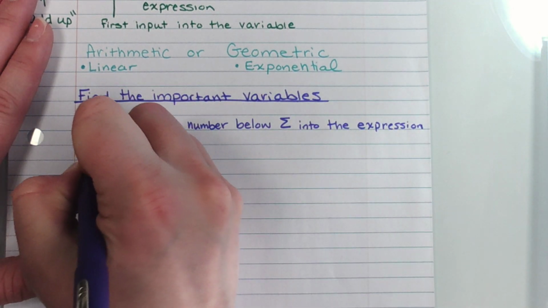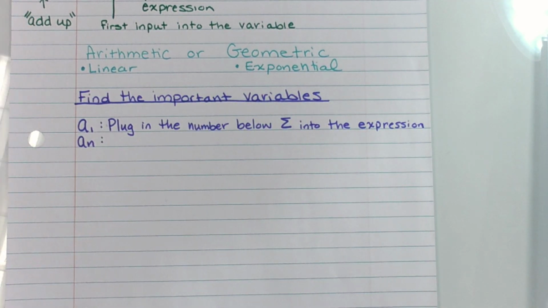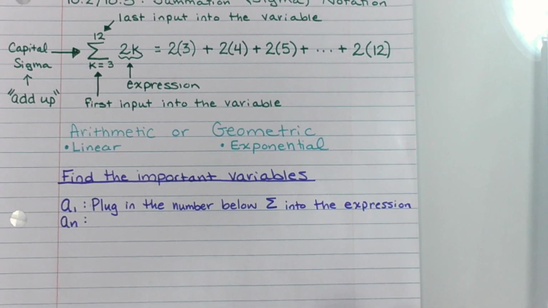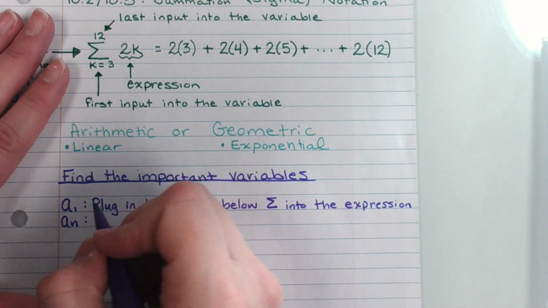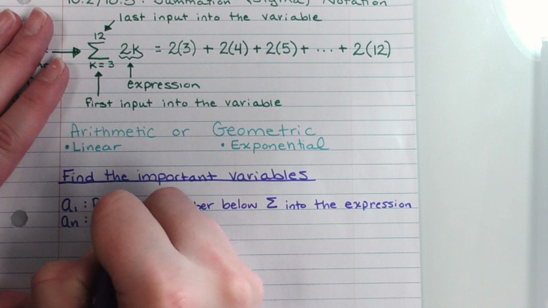Okay, a sub n is another thing that you might want to find. A sub n is the nth term in all technicality, but when you're adding up n terms, it's the last term. And the last term that I had was this 2 times 12. Where'd that come from? The final input getting plugged in. So you plug in the number above the sigma into the expression to get a sub n.